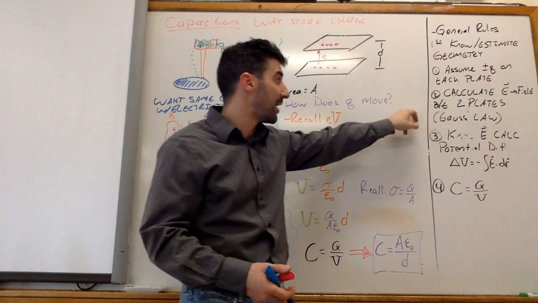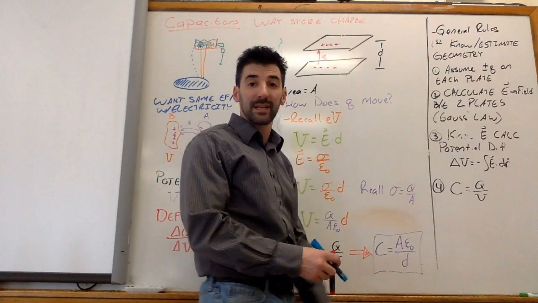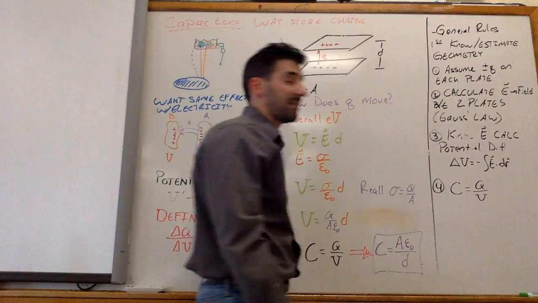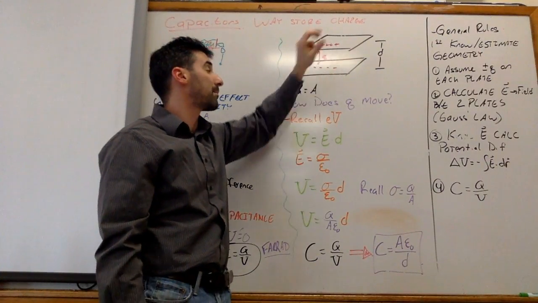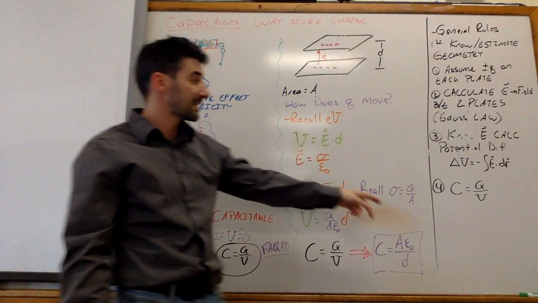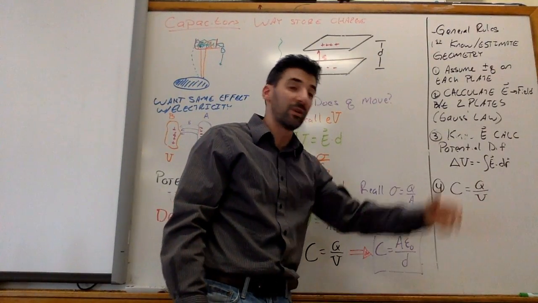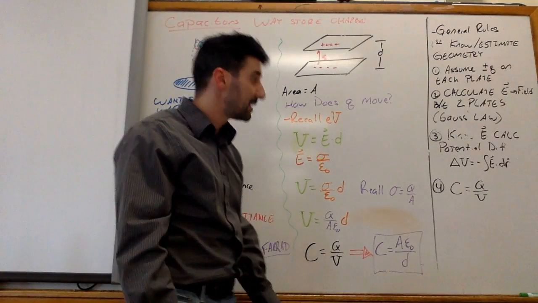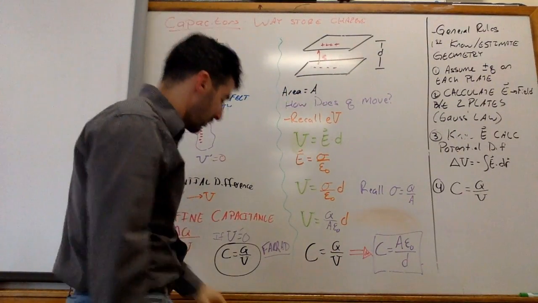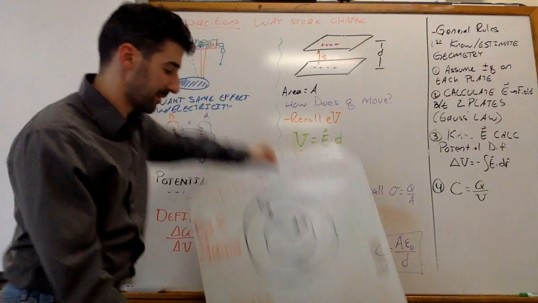From there, now that I know my electric field, I'm going to calculate my potential difference. Delta V is equal to negative E dot dr. And I'm going to integrate about the line I'm moving my charge from the bottom plate to the top plate. Lastly, my capacitance is equal to Q divided by V. It's just a simple plug and chug to find my capacitance. So now that we have these general rules, let's show one more example.